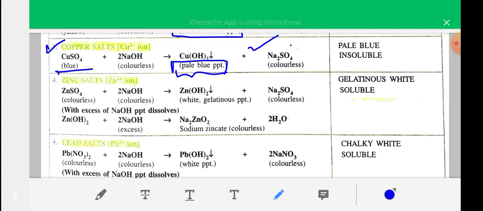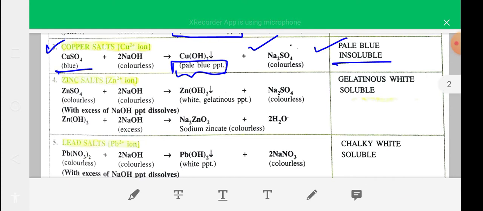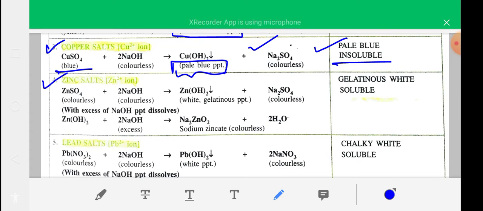Okay, and this pale blue precipitate is insoluble in excess sodium hydroxide. Now see the action of sodium hydroxide on zinc salt.